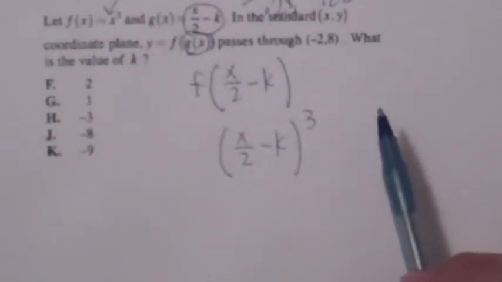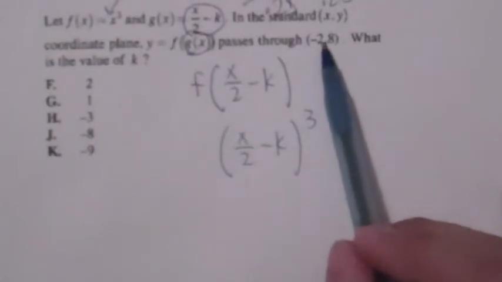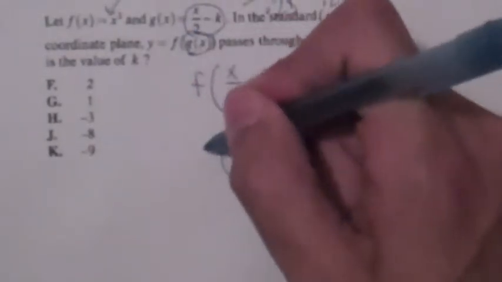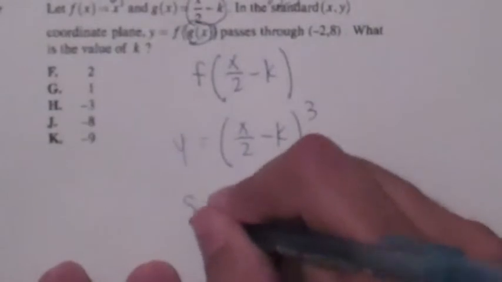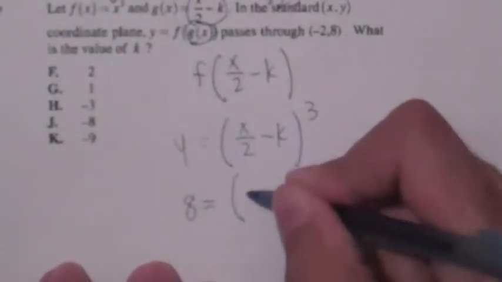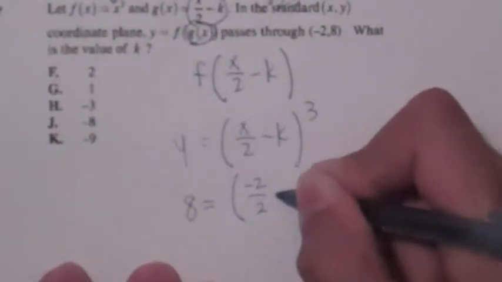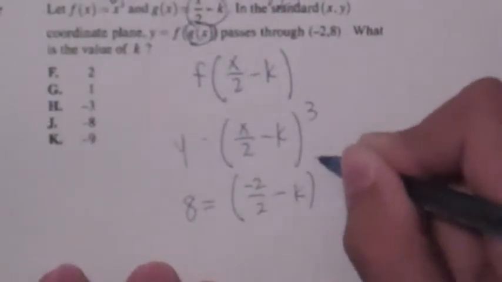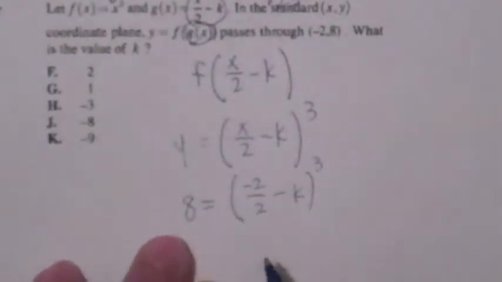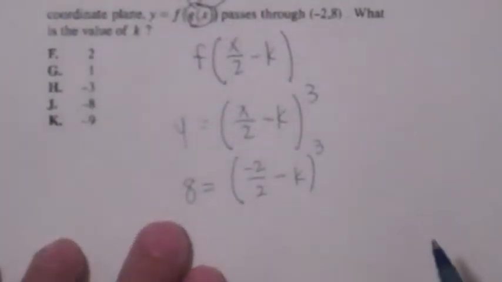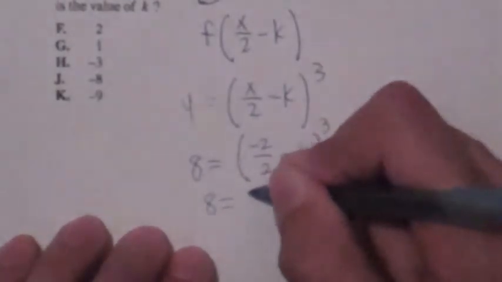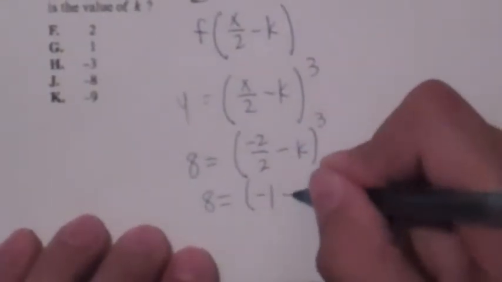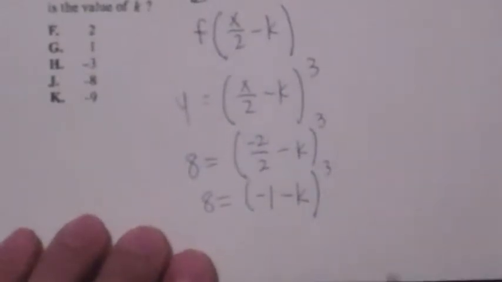So they tell us a point on this one. They say that if you plug in a negative 2 for x, you should get out, you can think of it like the y right here, I will get out an 8. So I know that if I plug in a negative 2 for x on the inside of these parentheses here, I should get out 8. So it's really just a matter of playing around with this and figuring out what number k has to equal. Negative 2 over 2 is negative 1. So I get 8 equals negative 1 minus k, cubed.